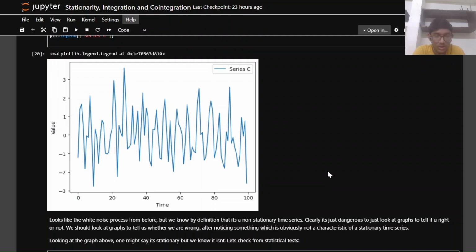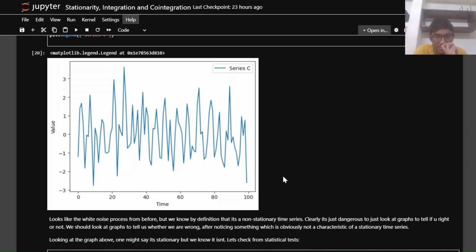We should in fact look at graphs to tell us whether the time series is non-stationary, because when you notice a characteristic of the graph that is not that of a stationary time series, you can clearly conclude that this time series is non-stationary. Looking at this graph, time series C, one might say it's stationary, but by definition it actually isn't. Let's also check this using our statistical tests.